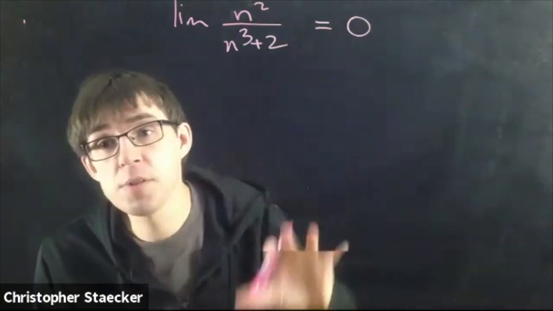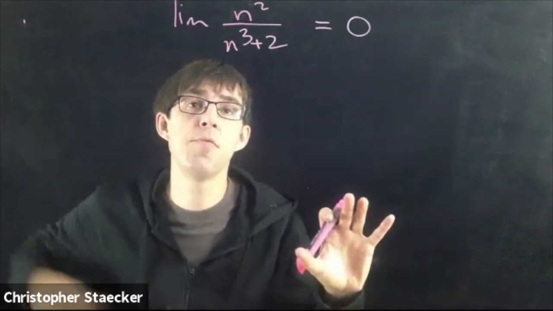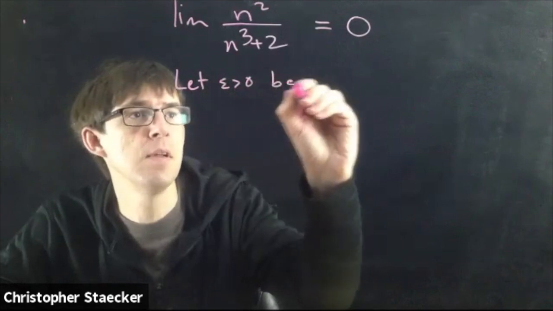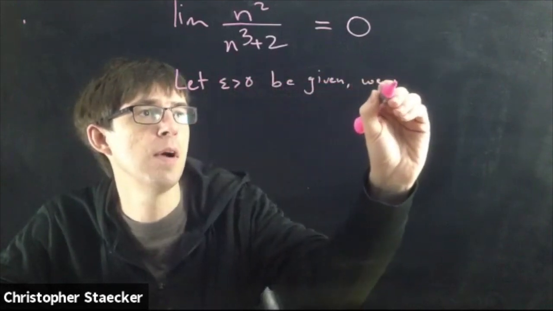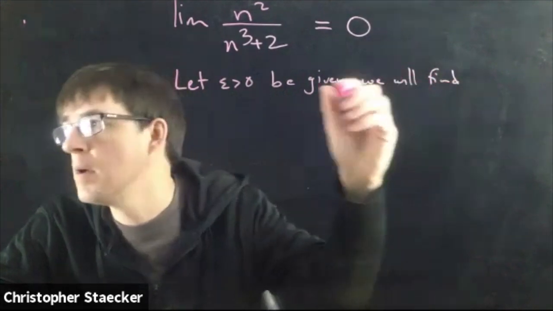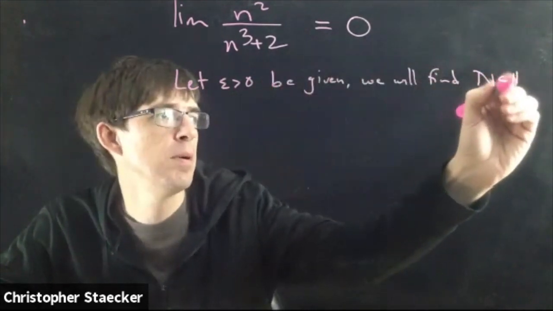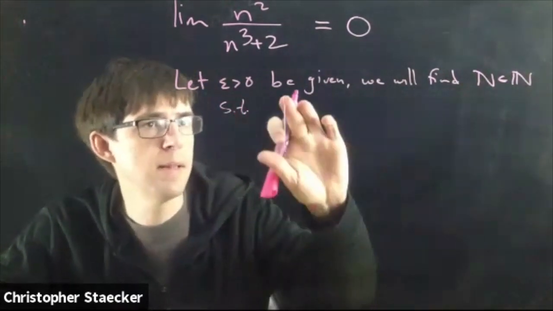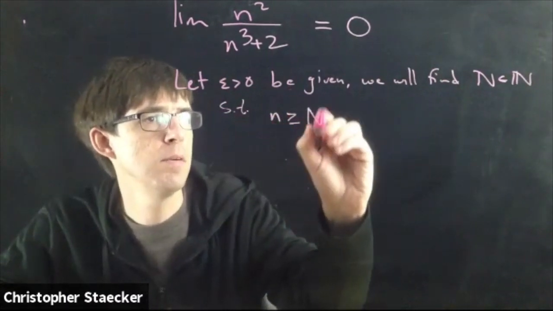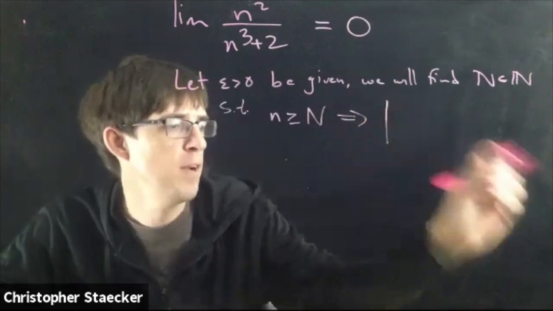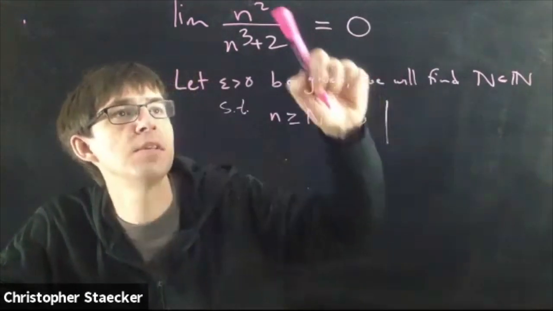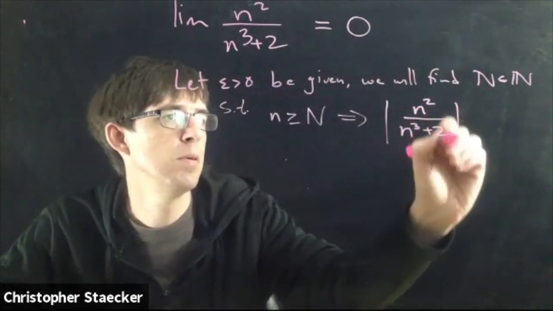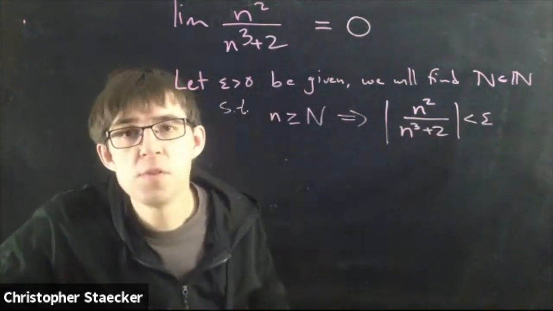Well, I said this requires a new type of trick that we haven't quite done yet before, but we start off in the same way. So I say let epsilon greater than 0 be given. And then we will find n, a natural number, such that n greater than or equal to n implies the absolute value of this thing minus 0, but that's just this thing, n squared over n cubed plus 2, less than epsilon, all right? This is what we've got to do.